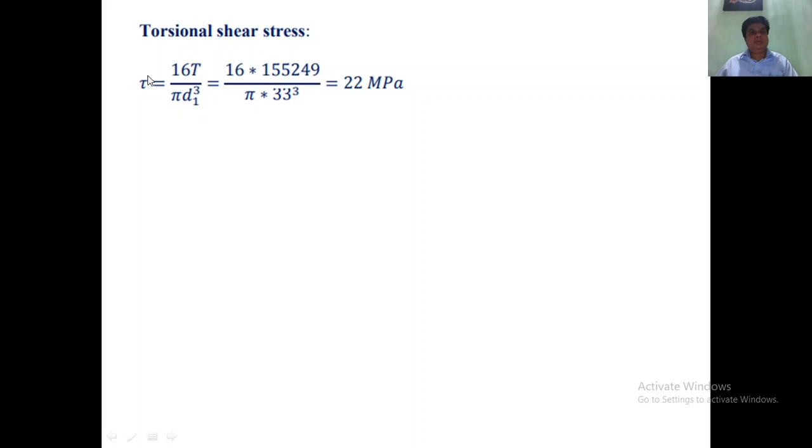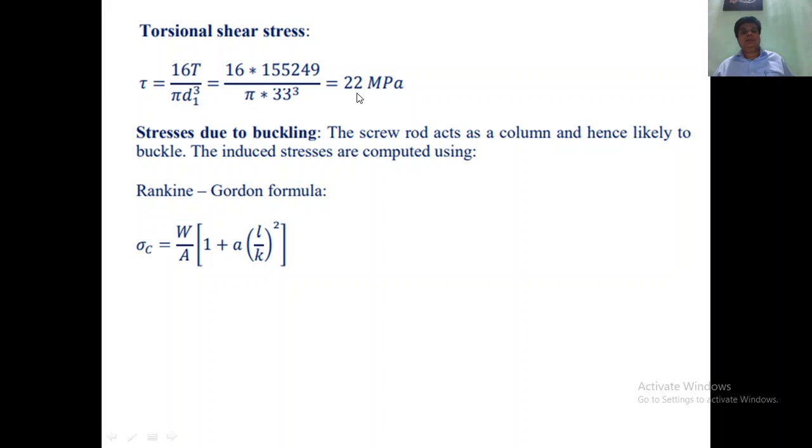Once the torque is known, you can calculate the shear stress. Torque is there, and the internal diameter of the screw thread, 33 mm, is taken, and we can calculate the shear stress using the torsion equation, T by J is equal to tau by R. R is nothing but D1 by 2. If you take that, you will get the shear stress also. It's 22 megapascal. So the induced shear stress is 22 megapascal, which is less than the allowable shear strength given for the material. So again you are safe here.